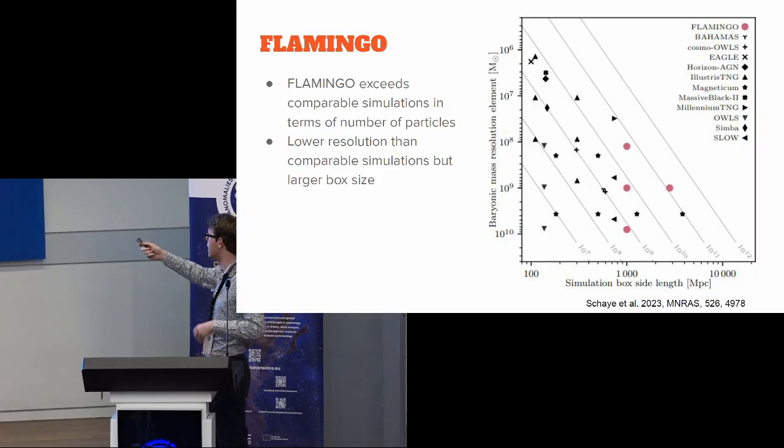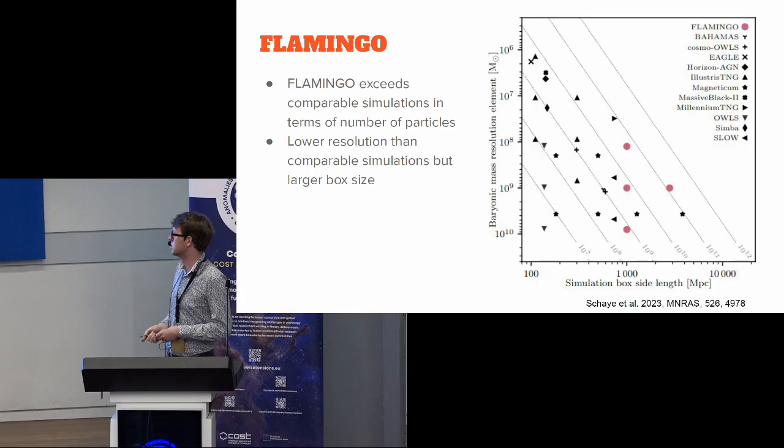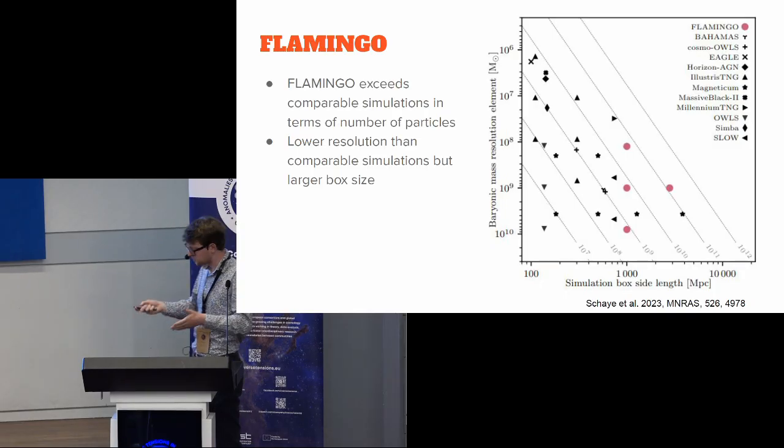If we look at this plot here, on the x-axis you've got the box side length, so the size of the simulation. On the y-axis you've got the minimum particle size, so the resolution increases as you go up the y-axis. The diagonal lines correspond to the number of particles in the simulation. As you move perpendicular to the diagonal lines, effectively the computation time is going up as well, and that's really the limiting factor. So we want to find a way that we can move up perpendicular to those diagonal lines. And that's where my work comes in.